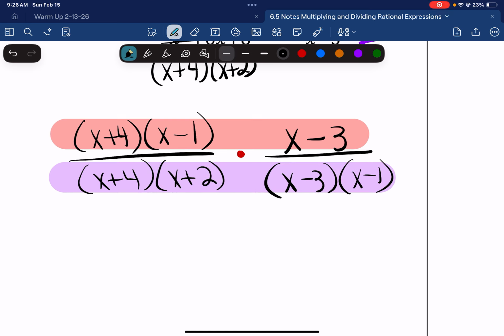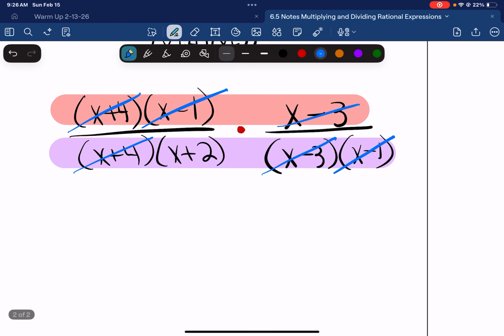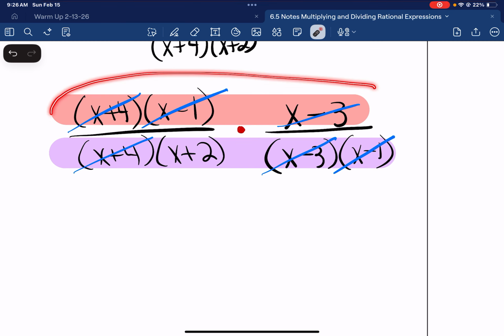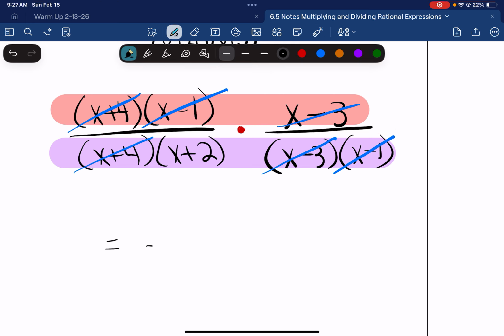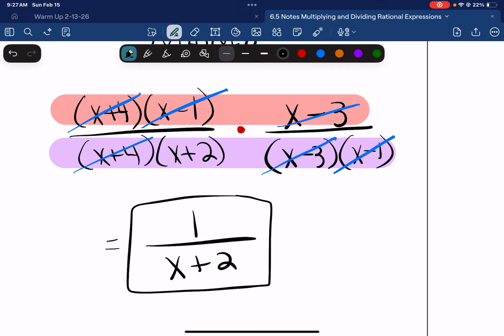And what can we simplify? Well, we've got an x plus 4 in both the numerator and the denominator. We've got an x minus 3 in both numerator and denominator. And I've got an x minus 1 in this numerator and in this denominator. So in the numerator, we've simplified everything. It doesn't look like there's anything left. But remember, when you simplify everything down, that just ends up being the number 1. And our denominator has x plus 2 left. So that's all we can do with this one. This is as simplified as we can get.